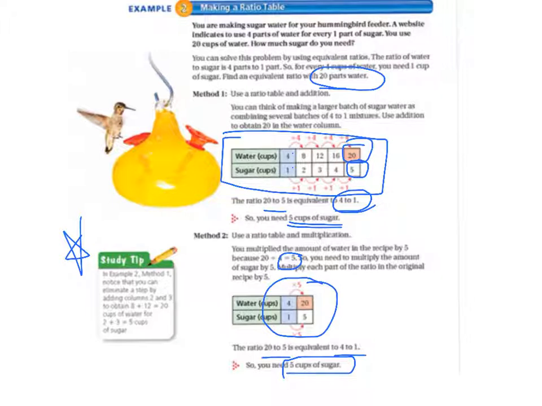It says in example 2, method 1, notice that you can eliminate a step by adding columns 2 and 3 to obtain 8 plus 12 equals 20 cups of water for 2 plus 3 equals 5 cups of sugar. So we could have made this a little bit shorter by combining these two columns.